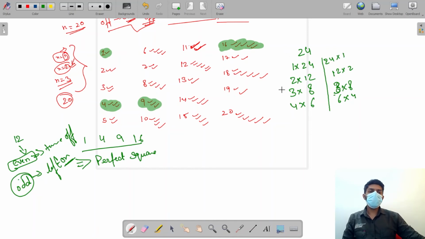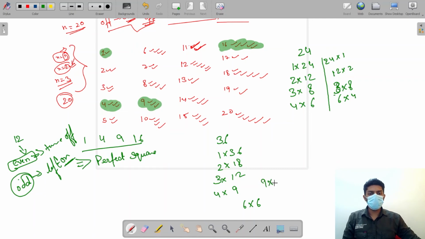But let's see what happens in the case of perfect squares, that is 36. Then it gets 1 into 36, 2 into 18, 3 into 12, then 4 into 9. Then after that, this is the moment which is actually important. It is 6 into 6. But the mirror image of 6 into 6 won't be happening because it will result in the same factor, right? Now, it will be 9 into 4, 12 into 3, 18 into 2, 36 into 1.